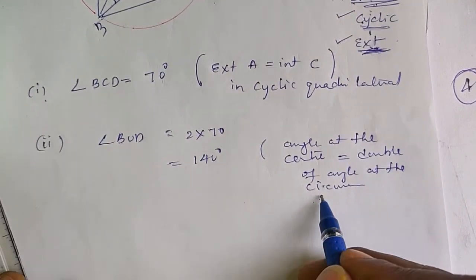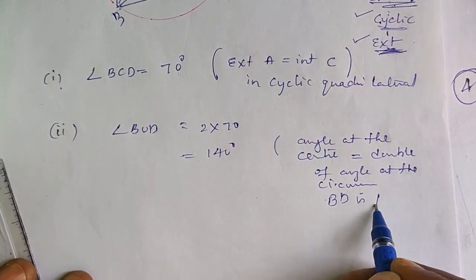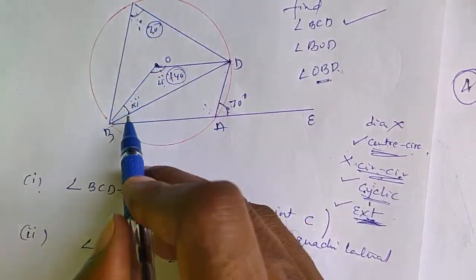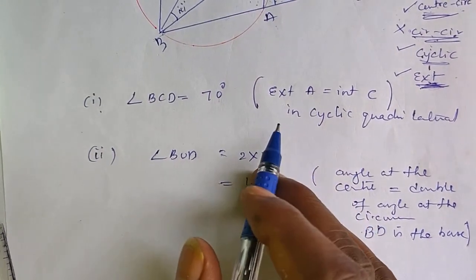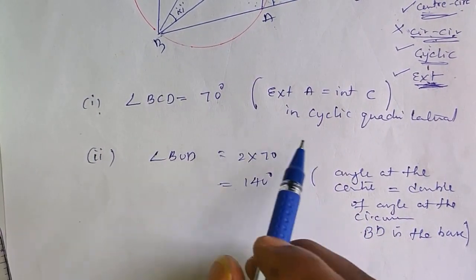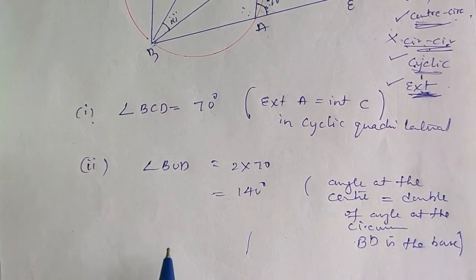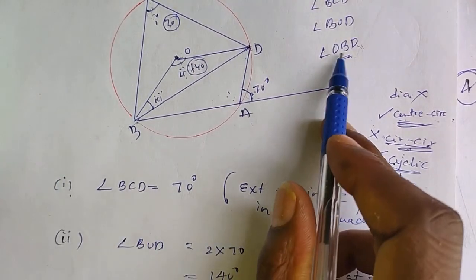For that, which is the base? BD is the base, because both the angle at the center and the angle at the circumference are formed from the BD base. BD is the base. So reason is compulsory, student. Don't forget to write reason. Look at, for every angle I am writing reason, not only this problem and the last problem. We go to the third sub question, that is OBD.